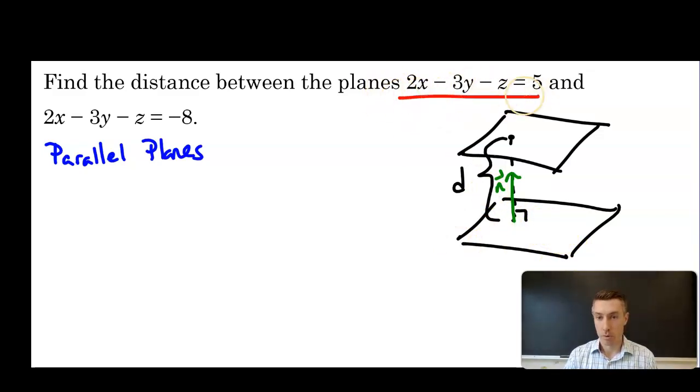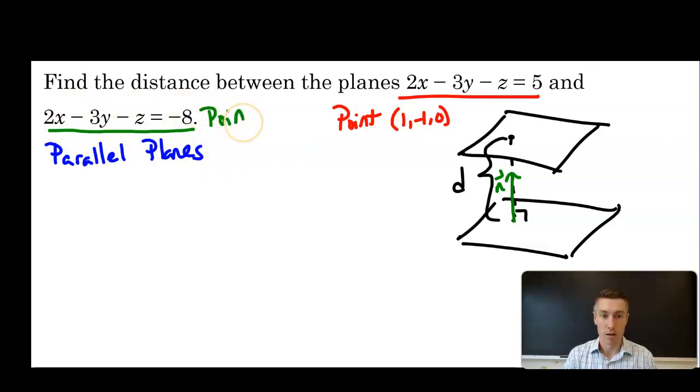So the plane I underlined in red, a point on that plane would be, I'm seeing 1, negative 1, 0 as a point. There are many others, but that's what I see. 2 plus 3 minus 0 would be 5. And then we're going to need a point on the other plane anyway. So a point on that plane would be, I see negative 4, 0, 0. I guess 0, 0, 8 would also work. That would be an easy one, and I'm sure there are plenty of others.